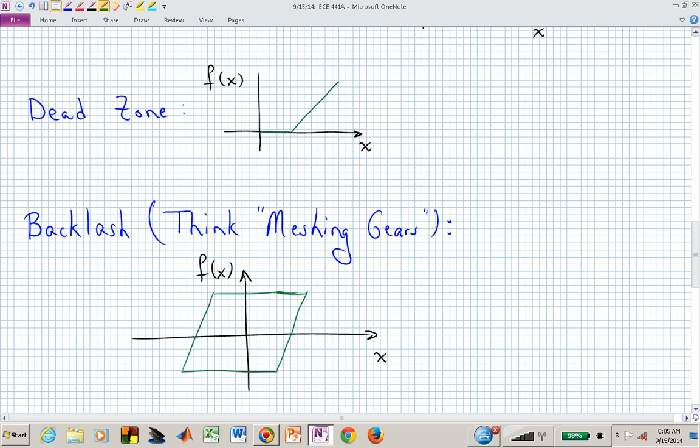Another nonlinearity is a backlash, where you might think of gears, and the gears may not engage until you get rid of that sort of gap between the two meshing gears. And then you try to turn around and go the other direction, then it doesn't really engage for a little bit of a distance, and that's what we mean by backlash or a backlash nonlinearity.